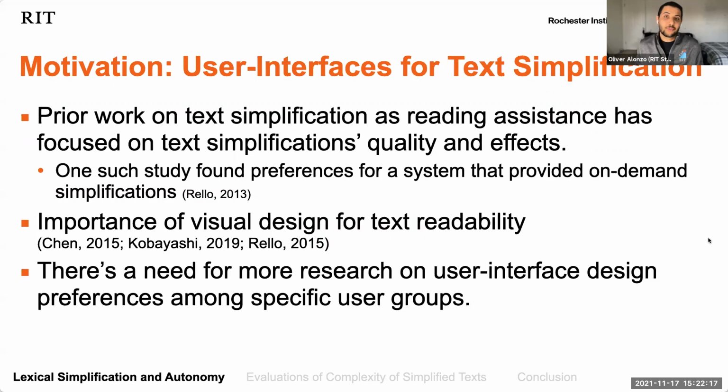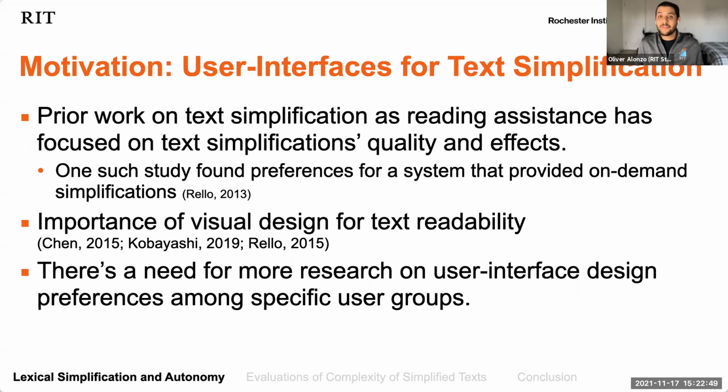And our motivation for exploring the autonomy that the user interface provides begins with the fact that prior work on text simplification as reading assistance has mostly focused on the text simplification quality and effects, not on the user interface of these technologies. But one study that was focusing on comparing the quality of these different text simplification systems found a preference for a system that provided on-demand simplifications. And so this highlighted that perhaps the autonomy that users have been provided may affect users' preferences when using these tools.